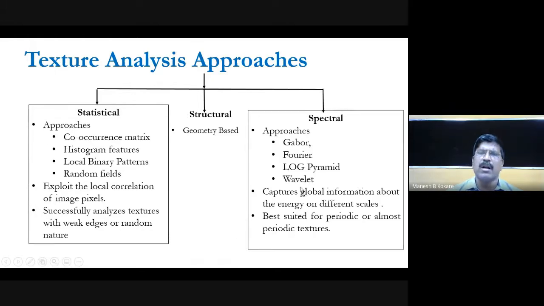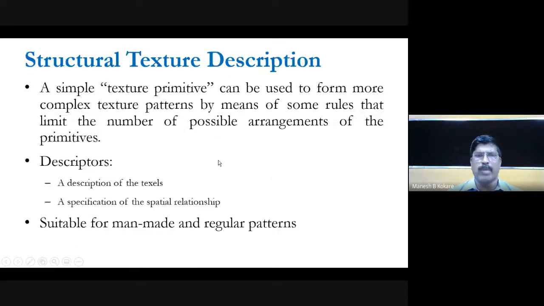So these are basically the techniques for doing texture analysis. First one is structural, then statistical, and spectral. So we'll see them one by one. So, structural texture description, as I told you, you are finding the primitive first, right? So estimating that primitive, and then the relation between that primitive and neighboring primitives, and so on, and then you can reconstruct it. So a simple texture primitive can be used to form more.